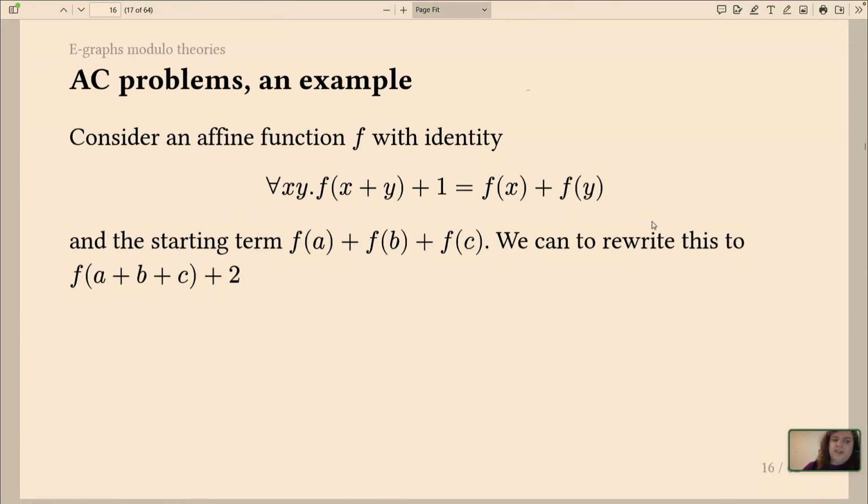Here's an example of the kind of reasoning we might want to do with AC, a very simple example. Imagine some function that satisfies this identity. It's an affine function, if that means anything to you. The upshot is if we have f of something plus f of something, we merge that into one f, but we also get this extra constant on the outside, this plus 1. So we start with 3 f's added together. We should be able to do 2 merges to get this plus 2 constant on the outside. But to do this, we need a few steps of associativity, depending on how we represent the starting term.